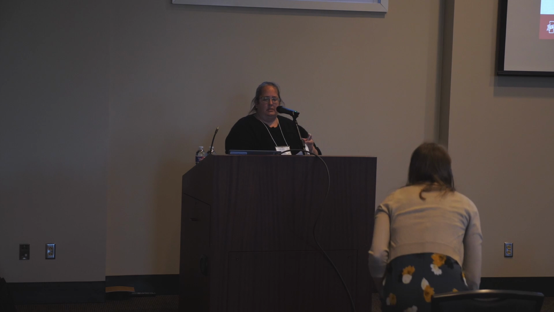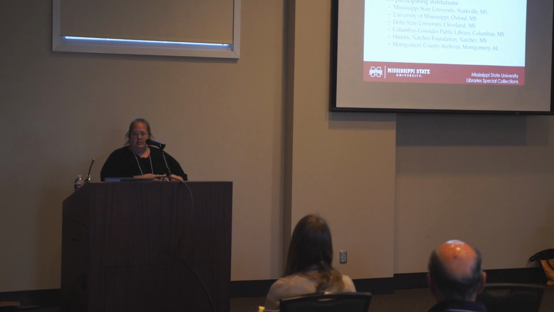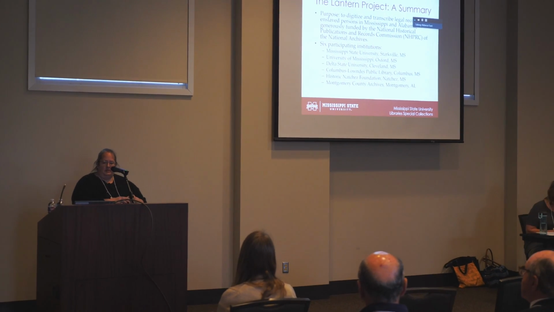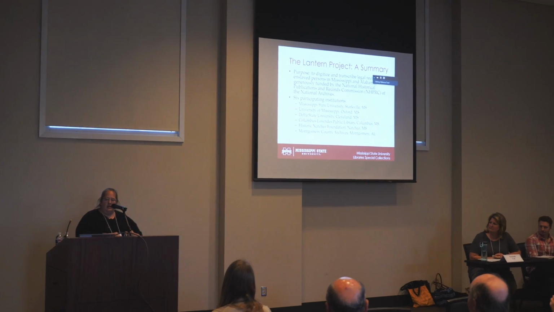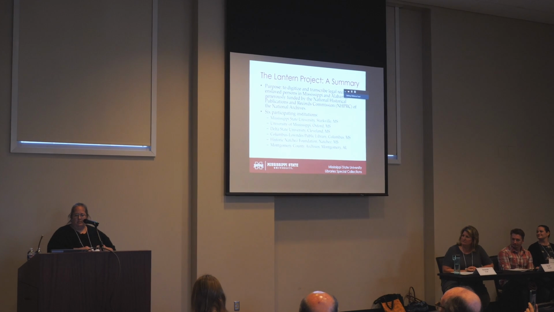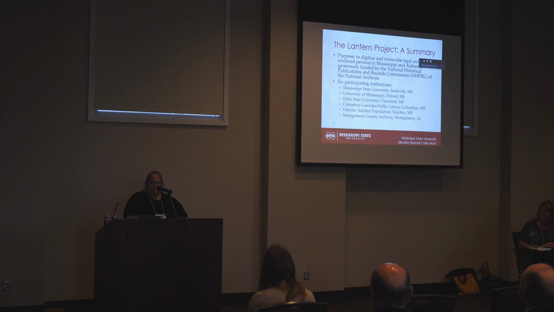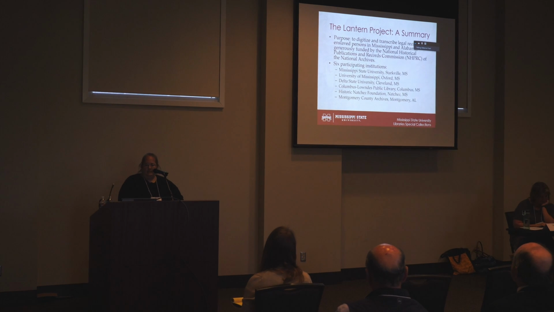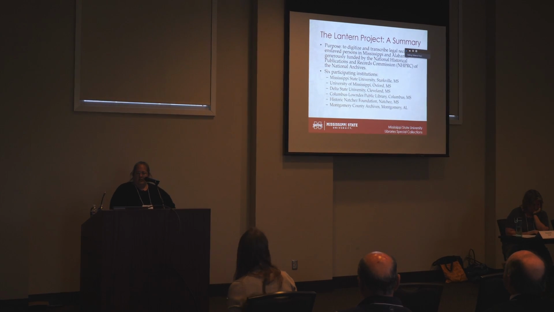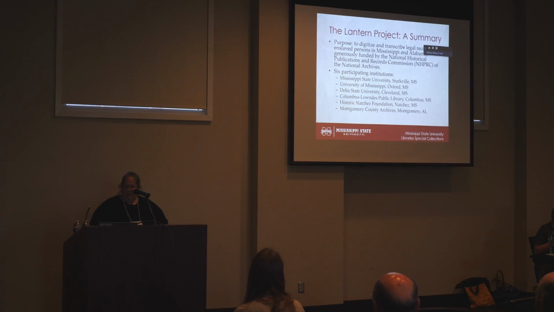There we go. Okay, so the Lantern Project, a quick summary. The purpose is to digitize and transcribe legal records of enslaved persons in Mississippi and Alabama. It was generously funded by the NHPRC, the National Historical Publications and Records Commission of the National Archives. There are six participating institutions: Mississippi State in Starkville, the University of Mississippi in Oxford, Delta State in Cleveland, the Columbus Lowndes Public Library in Columbus, Mississippi, Historic Natchez Foundation in Natchez, and the Montgomery County Archives in Montgomery, Alabama.